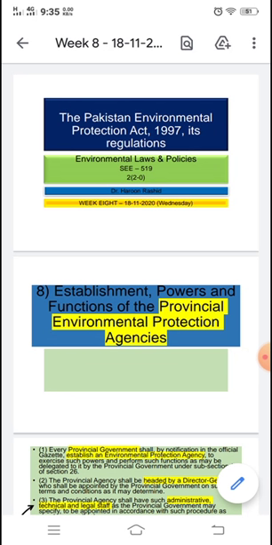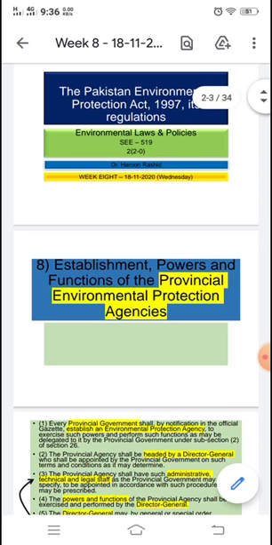What kind of sections were in the previous lecture? Normally starting with the basic definitions, because most of the terminology to be used in this act was elaborated in that section of definitions, and then it was followed by the establishment of the Pakistan Environmental Protection Council. And that council, how it will work, what will be its composition, what will be its constitution, what will be the duties of that council. All those were described in that section.